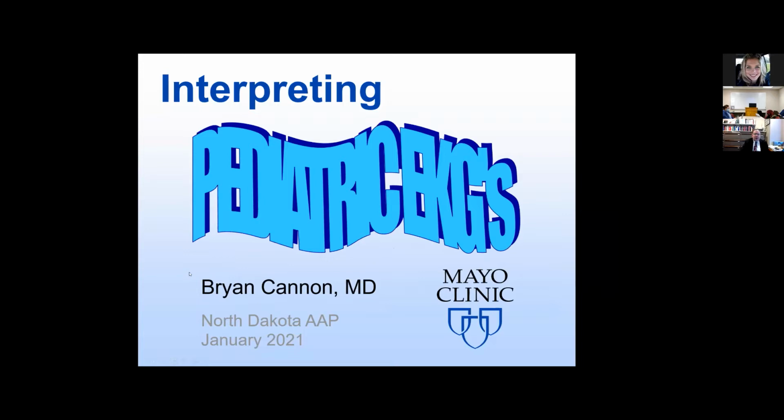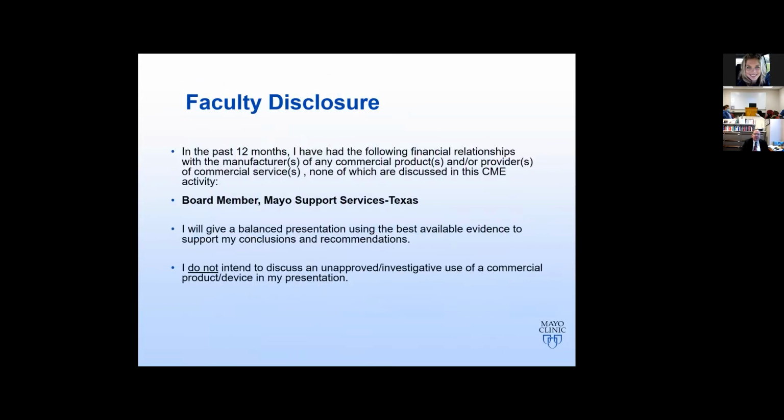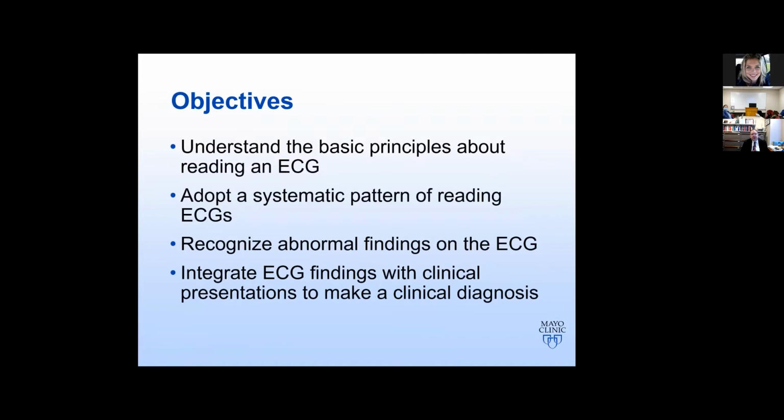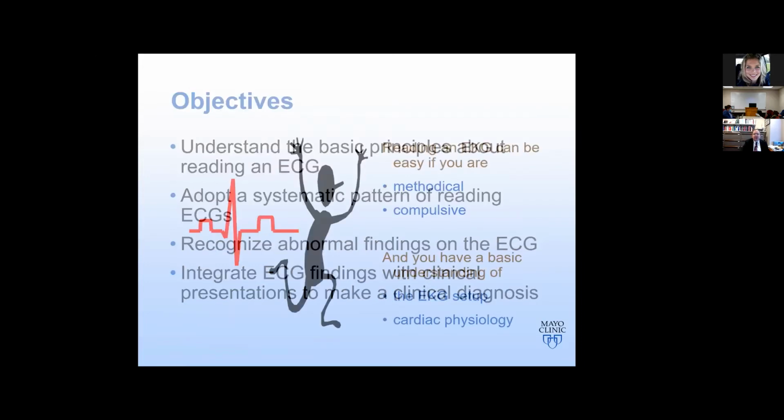Perfect. Okay. Well, we'll go through this, and this is going to be kind of a whirlwind tour. I do have this disclosure, but nothing will be relevant to this talk. So the objectives of this are understanding the basic principles about reading an EKG. And what's the difference between EKG and ECG? Well, it was originally developed in Germany, so it's electrocardiogram with a K, but in the United States, we think we invented everything, so we changed it to a C. So EKG and ECG are synonymous. So when we look at these, we're going to adopt a systematic pattern of reading ECGs, recognize abnormal findings on the ECG, and integrate these ECG findings with clinical presentations.